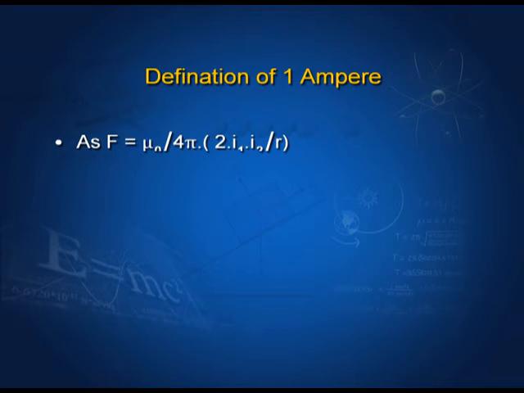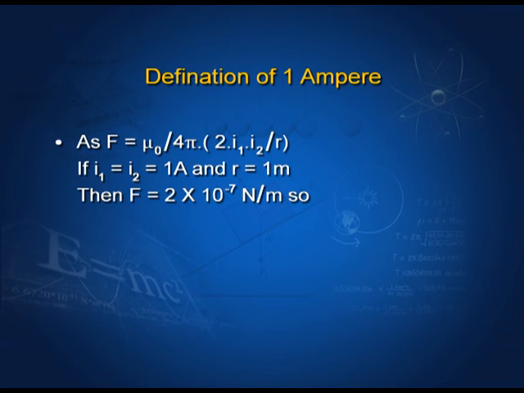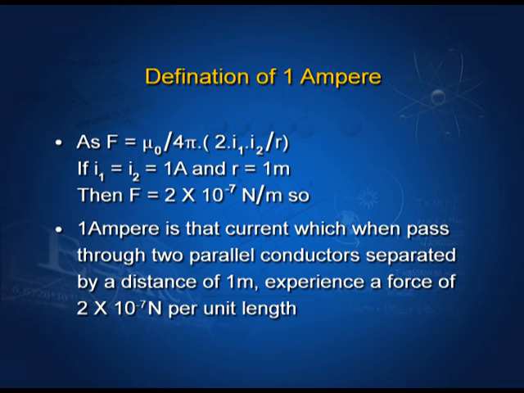The definition of 1 ampere. From our relation F equals to μ0 upon 4π into 2 I1 I2 divided by r, we can define 1 ampere. If I1 equals to I2 equals to 1 ampere and the distance between the two conductors r is equal to 1 meter, then the force per unit length F equals to 2 into 10 to the power minus 7 Newton per meter. So, we can say 1 ampere is that current which, when passed through two parallel conductors separated by a distance of 1 meter, they experience a force of 2 into 10 to the power minus 7 Newton per unit of their length.